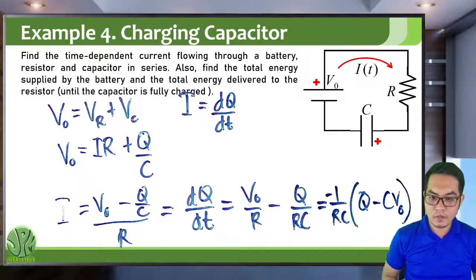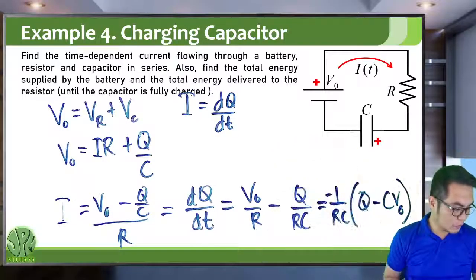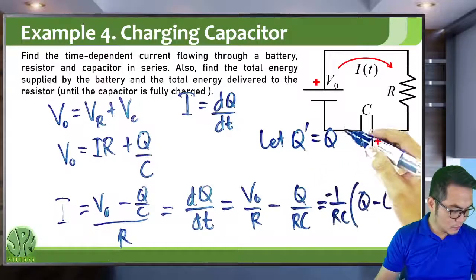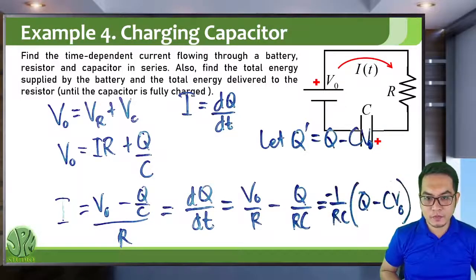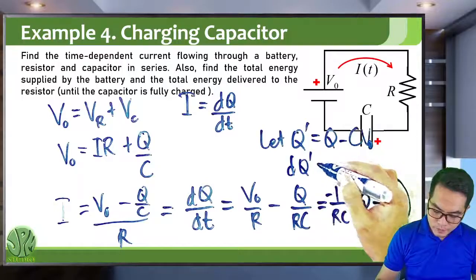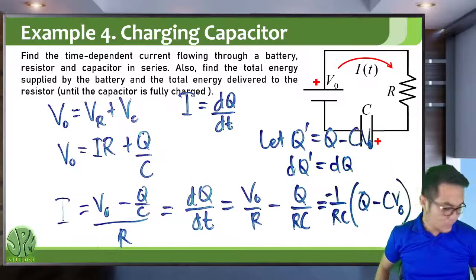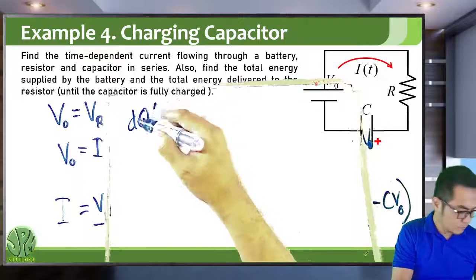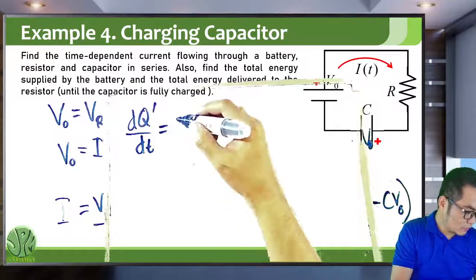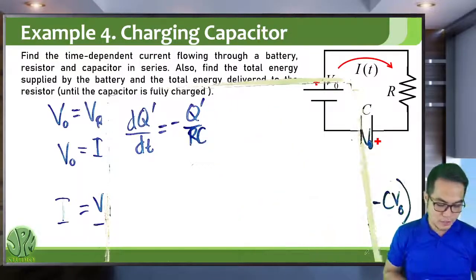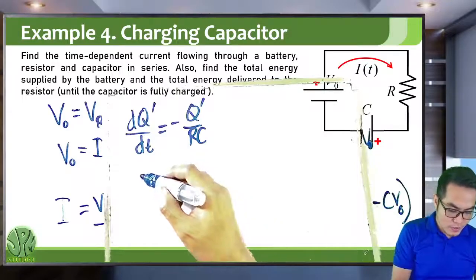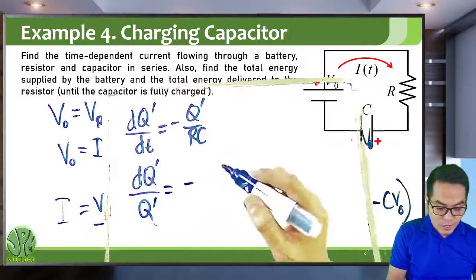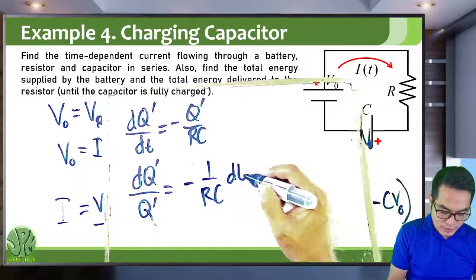And then we change variable, from Q to Q prime. So we let Q prime be equal to Q minus CV naught. Therefore dq prime is equal to dq. So in that case, dq prime dt is just equal to negative q prime over RC. So we can now solve for dq prime over q prime, which is just equal to negative 1 over RC dt.